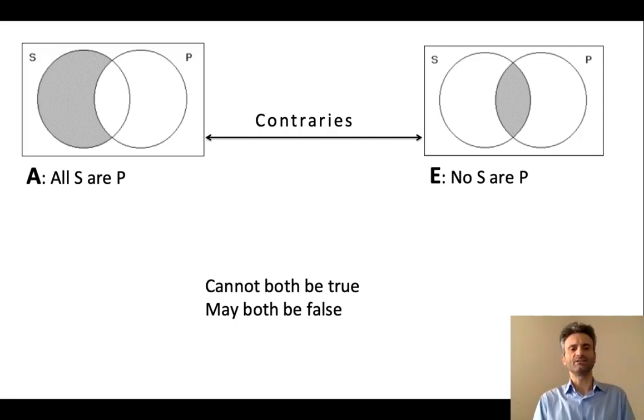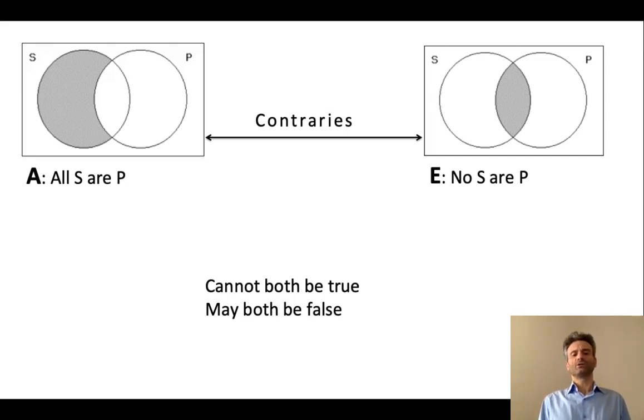Let me give you an example. If all bananas are yellow, then it is impossible that no bananas are yellow. So if one is true, the other one must be false. They cannot both be true. Similarly, if it is true that no bananas are yellow, then it must be false that all bananas are yellow. They cannot both be true.